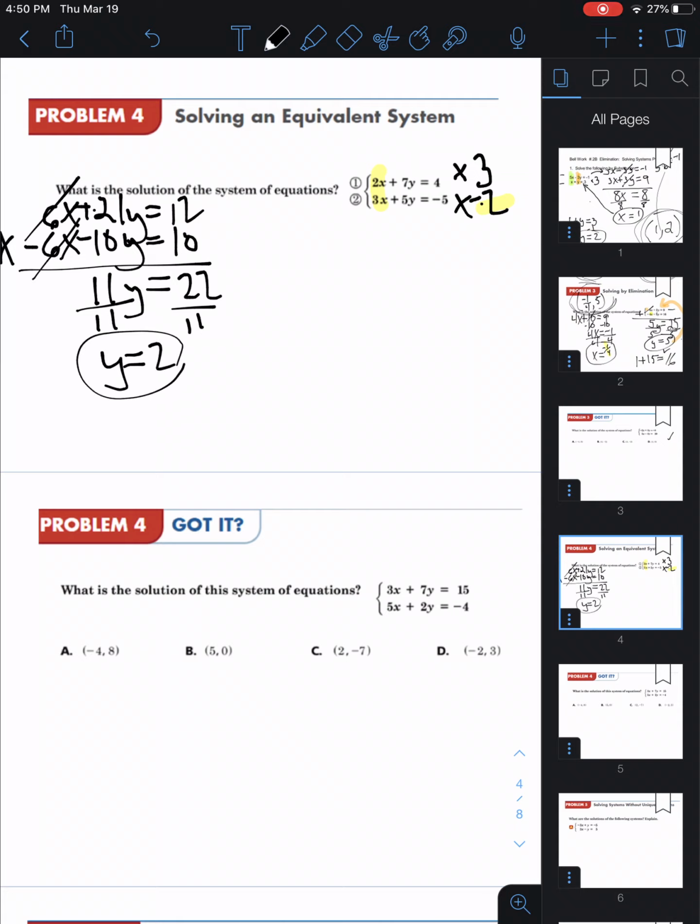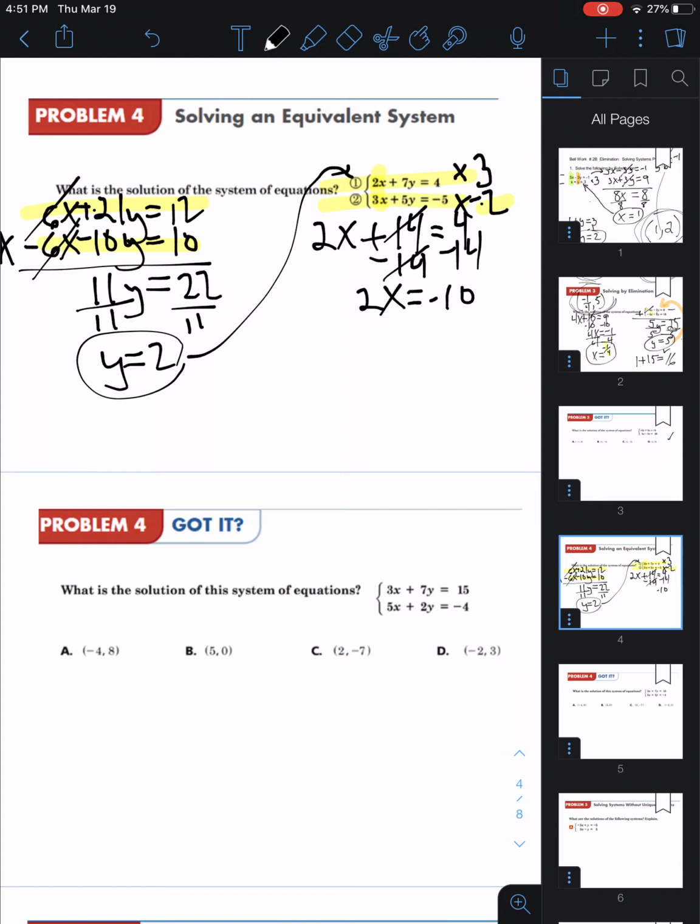Now, you can go to any of these equations or these equations and plug the y in to solve for x. I'm going to go back up to the top equation. It's a little smaller. And I'll plug y in there. That would give me 2 times x plus 7 times 2, which would be 14, equals 4. Then I'll subtract the 14, both sides. They'll give me negative 10 on the right and 2x on the left. When I divide by 2, I'm going to get x is negative 5.